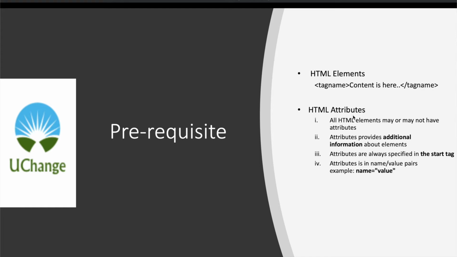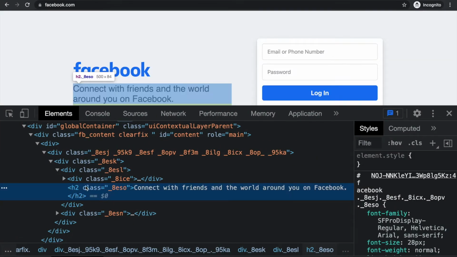HTML attributes provide additional information to the element. It will be in the format of name and value, and it will always be in the starting tag. So let's take it here as a sample for the same h2 tag. As you can see here, class equals something, right? That is an attribute for this heading class.